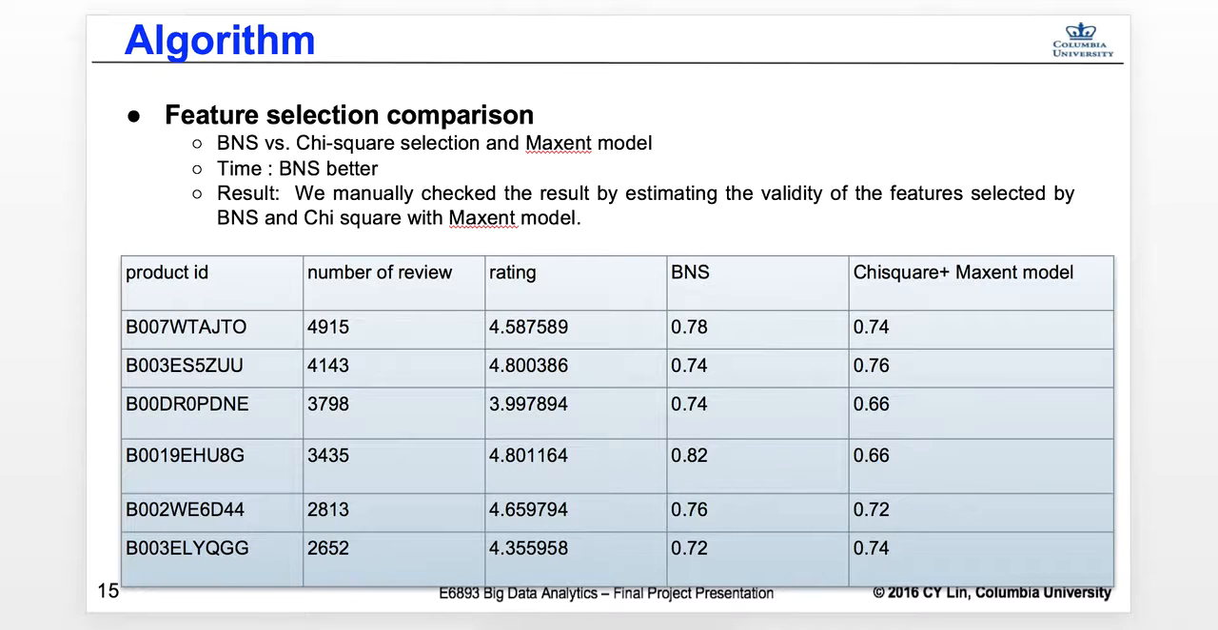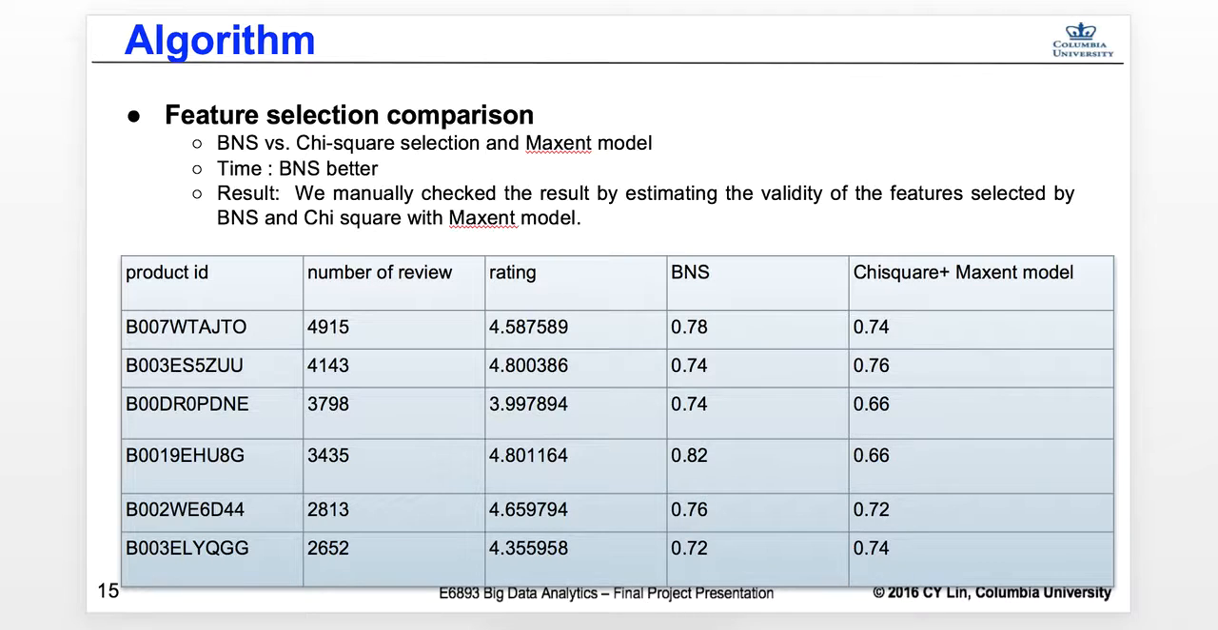So next step, we compare the binomial separation with the chi-square feature selection plus the maximum entropy model. Maximum entropy model is a classifier that could be applied in the sentiment analysis. It takes the bag of words as the input and trains with the review ratings. So in the end, it could give us the sentiment indications of all those features we put into the model.